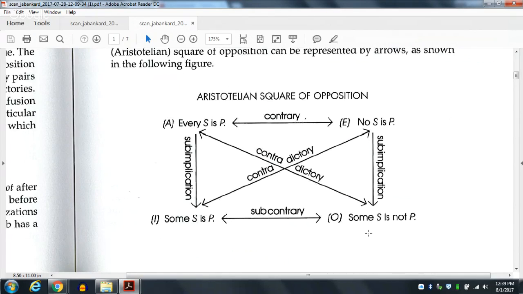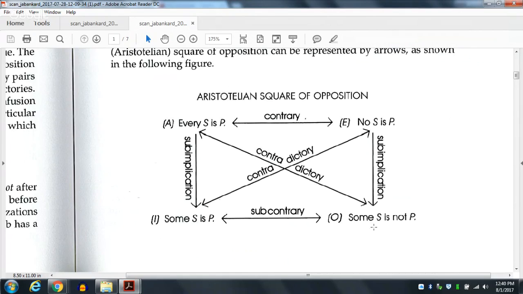Okay? And then finally, what about these diagonal lines, these contradictories, right? A is contradictory to O. O is contradictory to A. It goes both ways. E is contradictory to I, and I is contradictory to E. Okay, what does that mean? It means this. If A is true, O must be false. If O is true, A must be false. It's that simple. That's what a contradictory is.